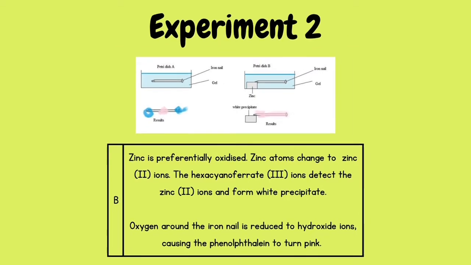In petri dish B, the zinc block is preferentially oxidized, as it is more electropositive than iron. Zinc atoms release electrons to form zinc 2 ions. Hexacyanoferrate 3 ions detect the ions and form white precipitate. The electrons released by the zinc atoms are received by the oxygen around the iron nails to form hydroxide ions. This causes the phenolphthalein to turn pink.